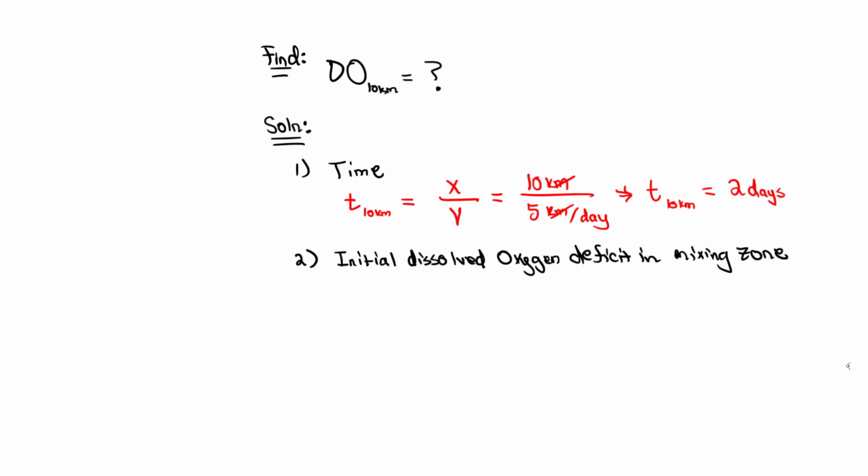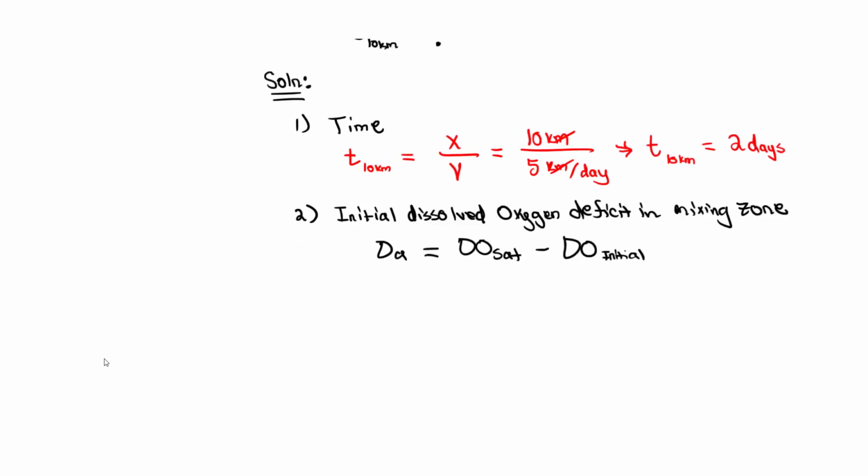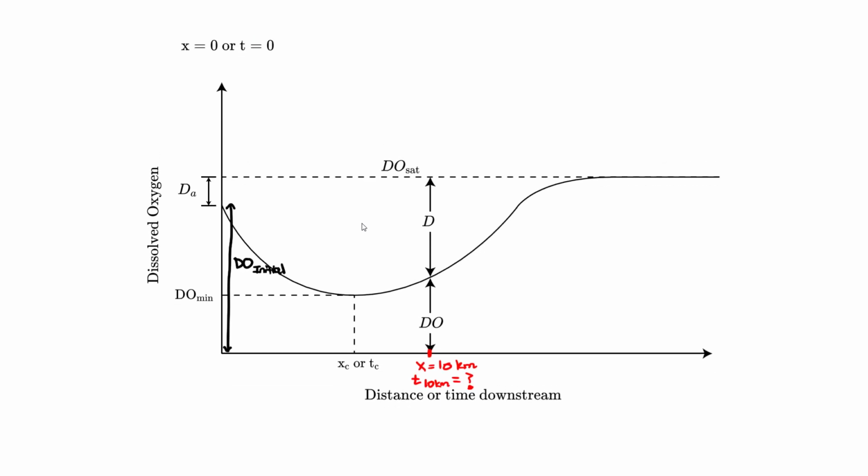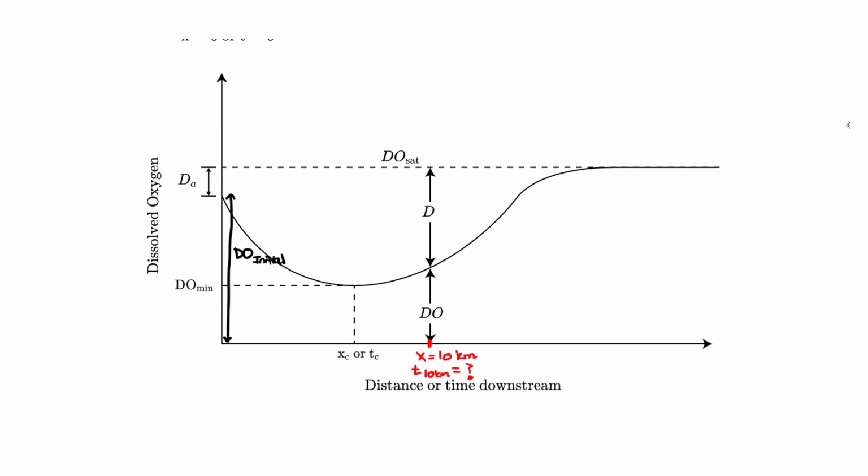So that is going to be arrived at by employing this equation. We're just going to say dA is DO set minus DO initial. So we know that's actually true, right? Because DO set is going to be this entire distance, the saturated dissolved oxygen. We take DO set minus DO initial, and that gives us this, the initial deficit in the mixing zone, dA.